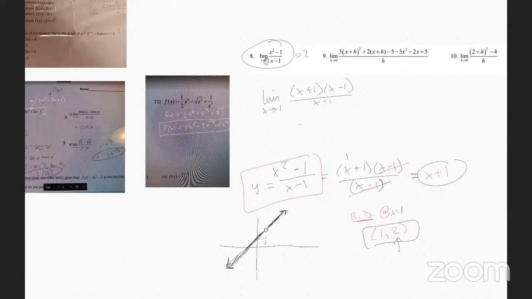I'm trying to think of why it said it like that. Look at number 9. Can you see what number 9 is? If I factor out a negative 1, it'd be 3x squared plus 2x minus 5. That's your function, that's your f of x. 3x squared plus 2x minus 5. And so they're trying to find the limit as x goes to 0.